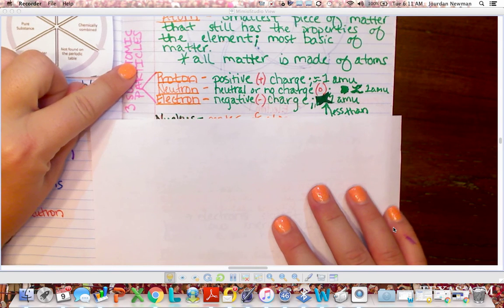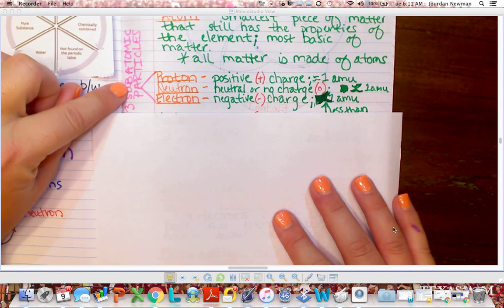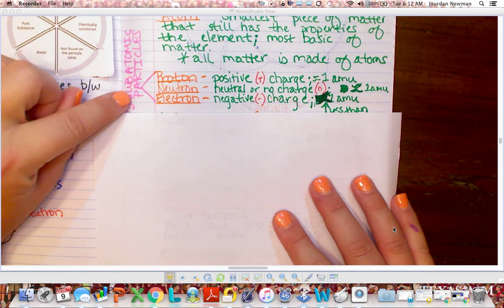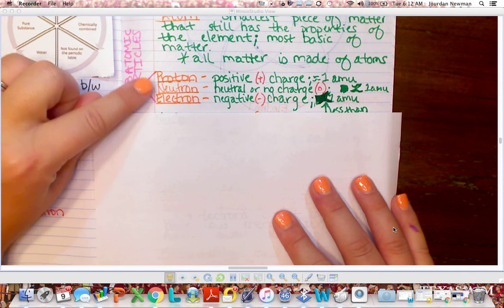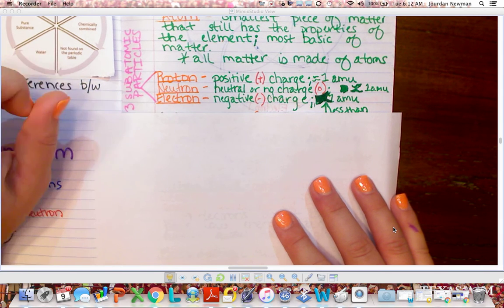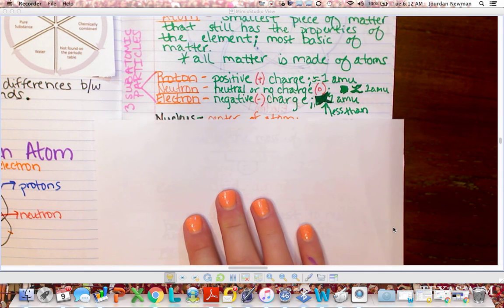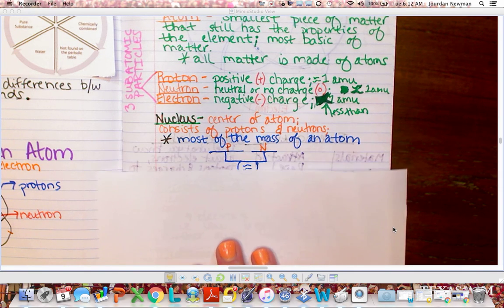Now let's go back and review real quick. These are our 3 subatomic particles. Okay, sub means a part of, so subatomic, so 3 parts of the atom: proton, neutron, electron. Now there are a little bit smaller parts called quarks, but in the 8th grade we don't really go into those. You'll learn more about quarks in chemistry.